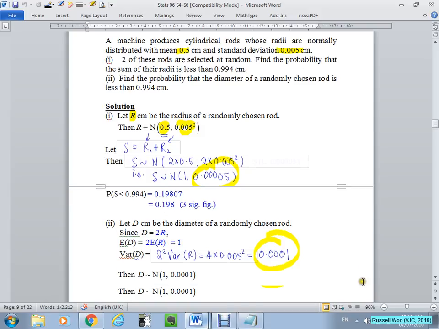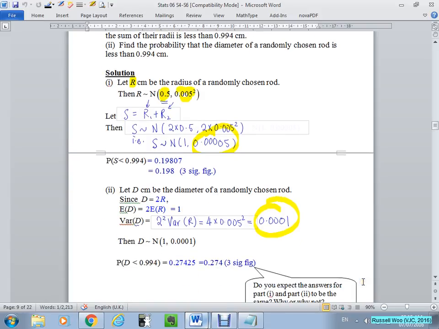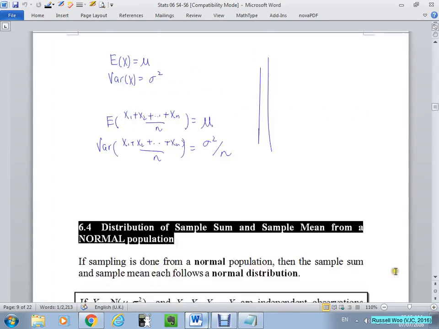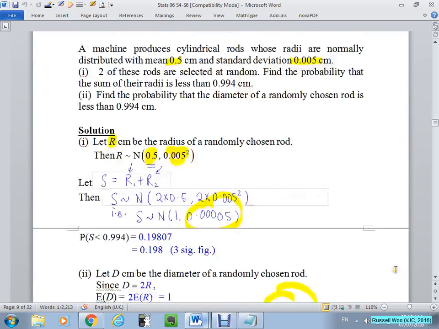As seen from the final answer, probability, same number, 0.994, 0.994? Clearly, these two values are different. Correct? They are different because R1 plus R2 and 2R are two different distributions. Follow what I'm saying? So I'm going to now, without doubt, clarify this part.